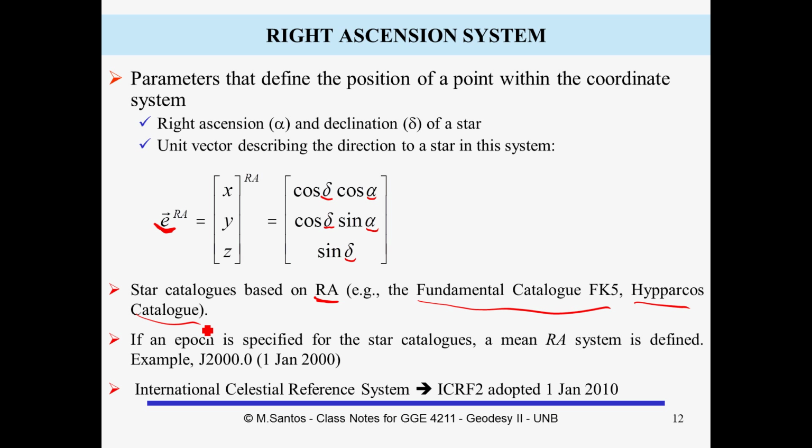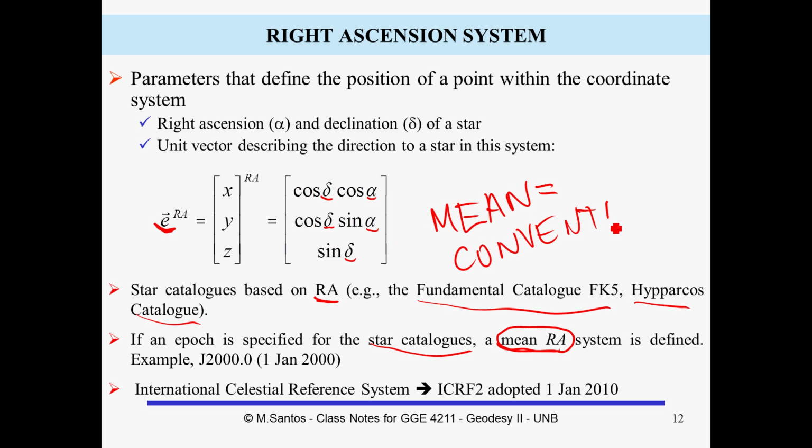If there is an epoch specified for the star catalogs, we call it the mean right ascension system. Now the word mean in geodesy is the same as convention, because you define a reference epoch. J2000, which corresponds to 1st of January of year 2000, has been used quite heavily as a reference epoch.